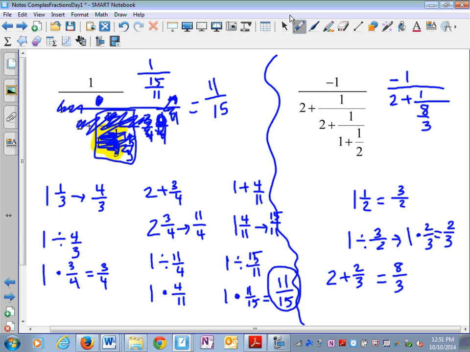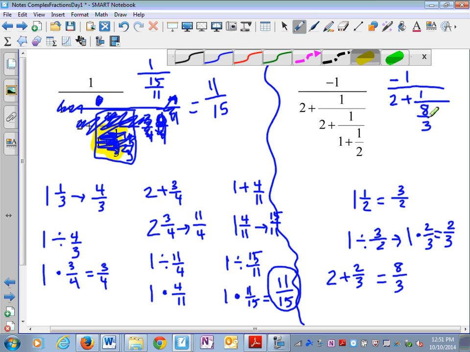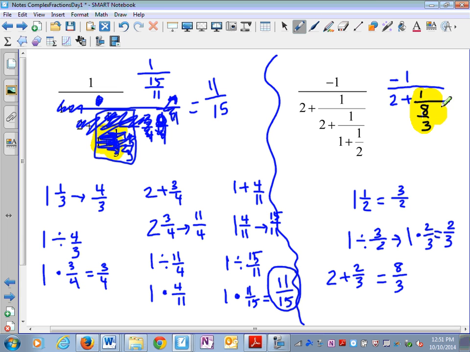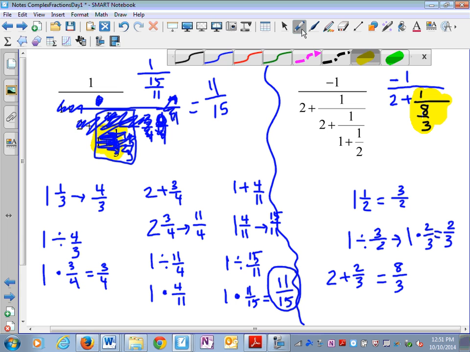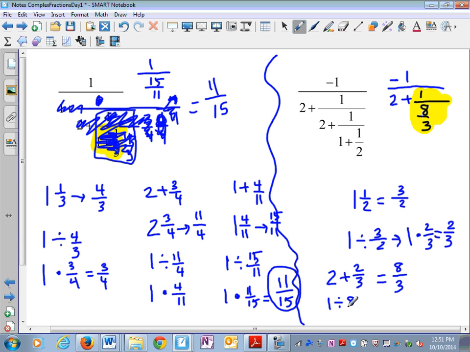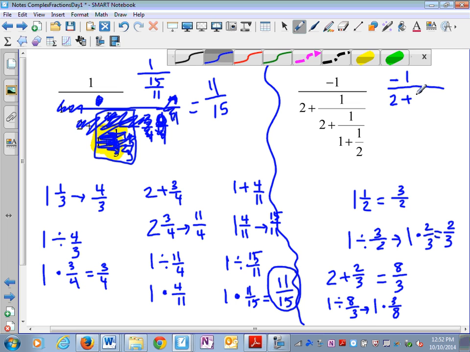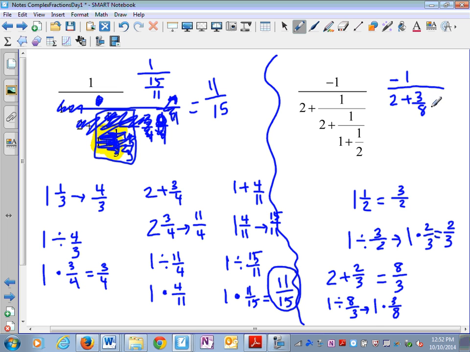Now you want to look up. We've got 1 divided by 8/3. Our rules for division say we need to keep, change, flip. 1 times 3/8 is just 3/8. So I'm going to erase and replace with 3/8. We're almost done. We're almost there.